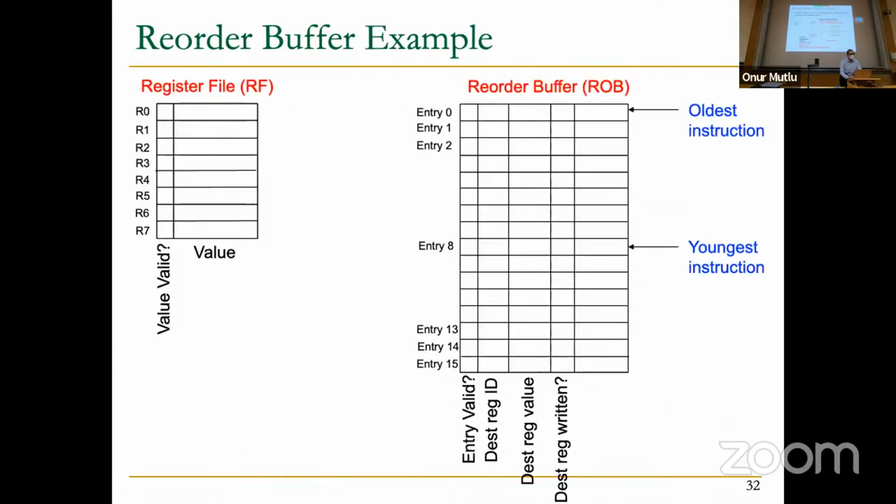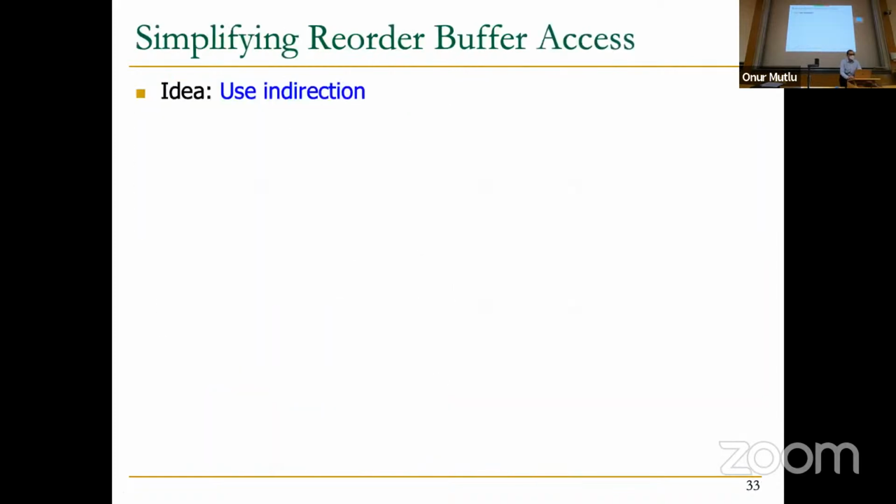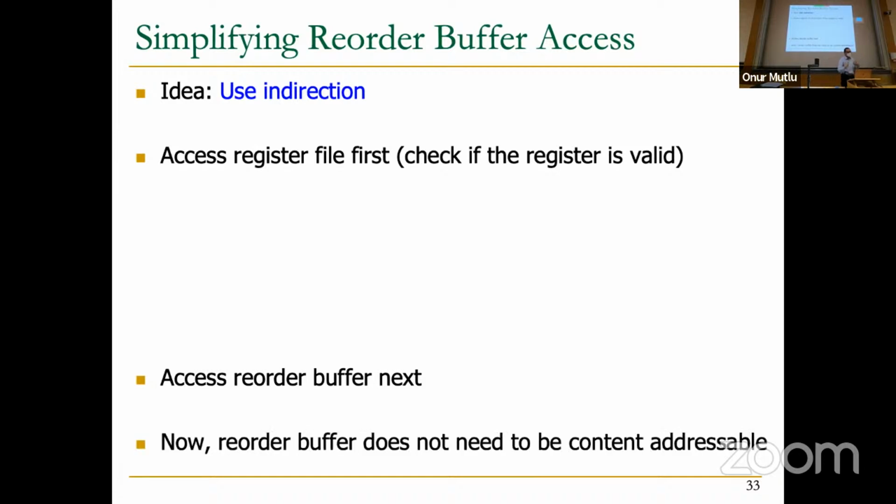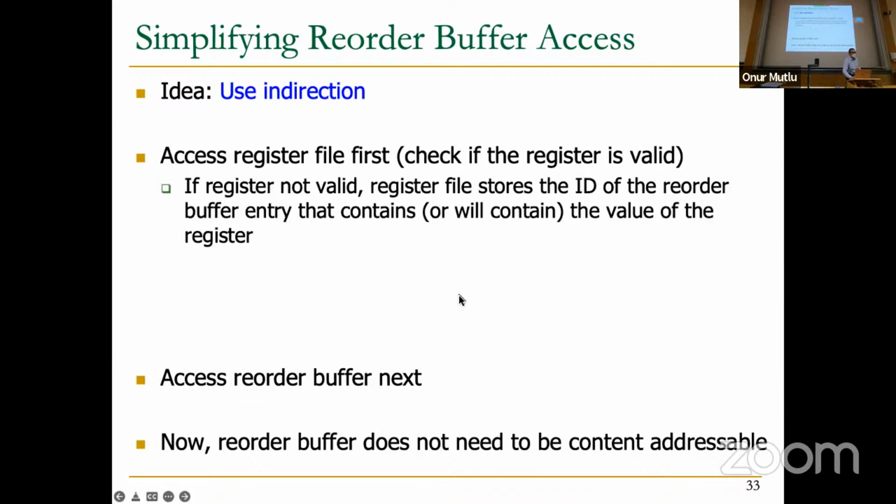So let's try to simplify it. And the simplification is actually adding indirection, basically. Meaning, access the register file first. If the register file is invalid for the registers you're looking for, then access the reorder buffer. Now the reorder buffer doesn't need to be content addressable. Why? Let's see. Basically, if the register is not valid, the register file stores the ID of the reorder buffer entry that contains the value of the register.